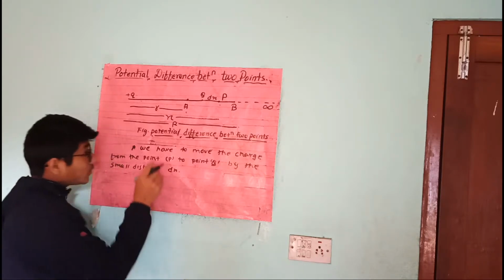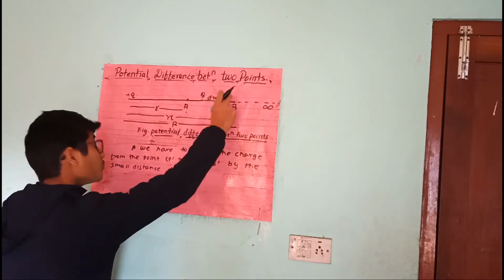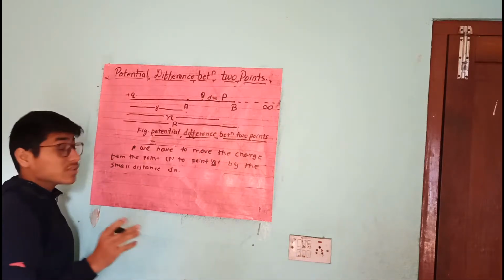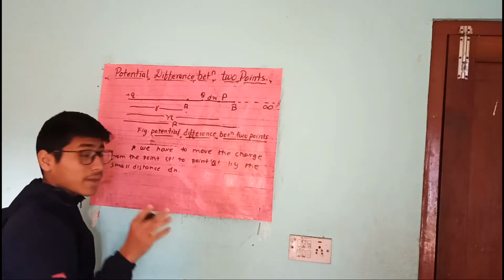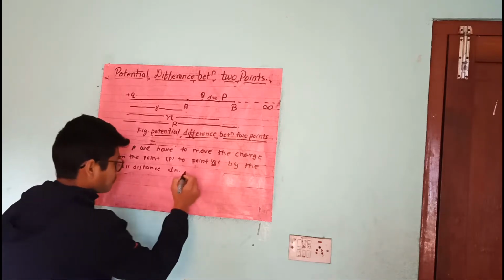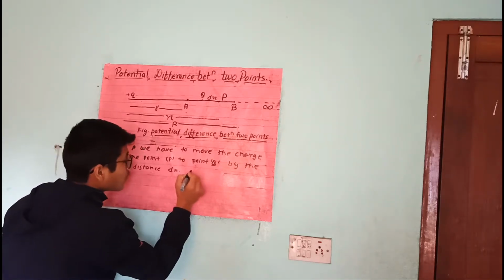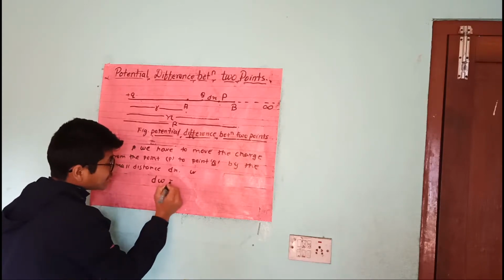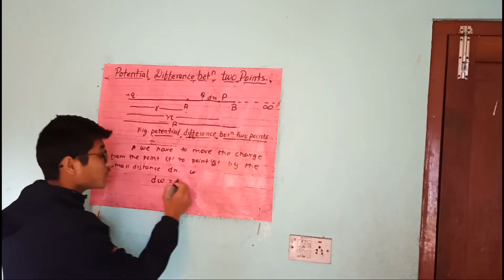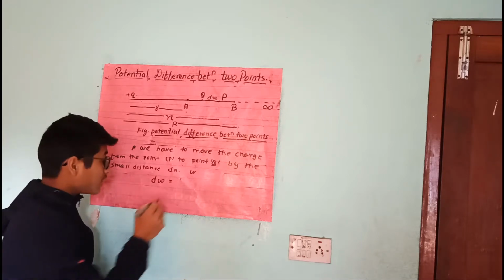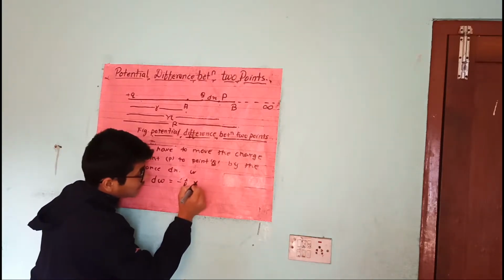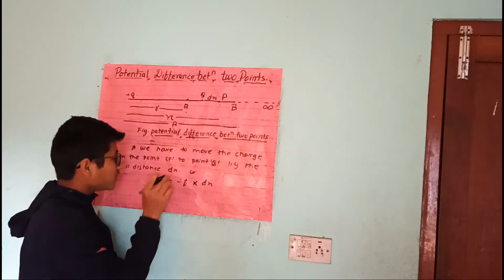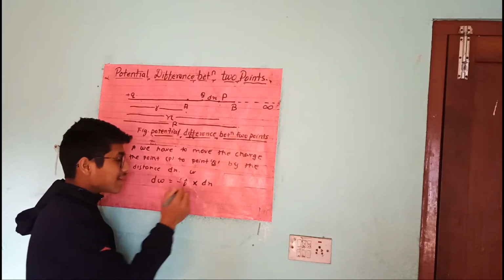So if we move the unit positive charge from the P point to the Q point, then we have to do a certain amount of work. As you know, the work formula is force into displacement, so force F into dx, where dx denotes a small amount of distance.